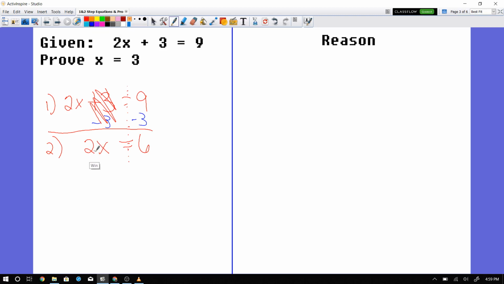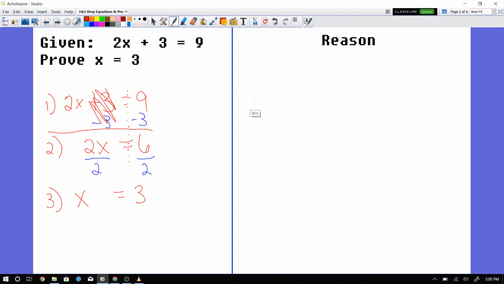We know that a number next to a letter means multiply, so we're going to divide on both sides. And the reason I'm saying both sides is because that's part of the property of equality. Whatever happens to one side has to happen to the other to make it stay equal. 2 divided by 2 is 1, and you can put a 1 in front of the x, not a big deal. And then 6 divided by 2 is 3. So you can see that the answer that we got for number 3 is exactly what it said to prove, x equals 3. So we don't have to check it because we got the answer that it said we were supposed to get.